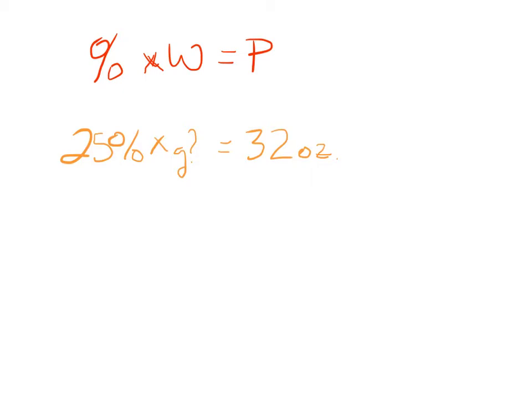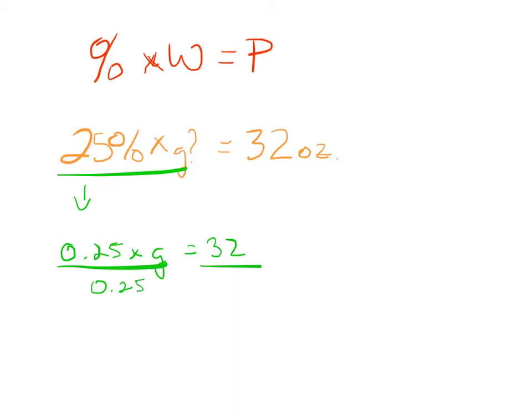Now I can go ahead and try to solve this problem. We can do it both ways here. This number needs to be changed into 0.25 times the G for gallon equals 32. We divide both sides by 0.25. You punch that into your calculator there, and you figure out in a gallon you have 128 ounces total.